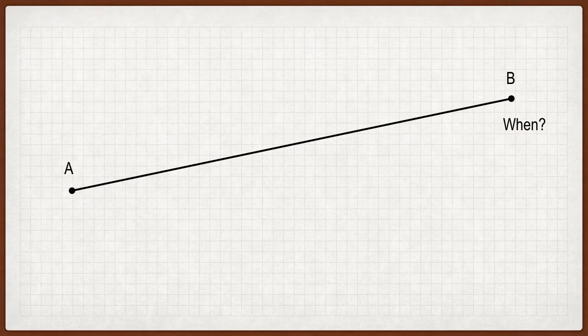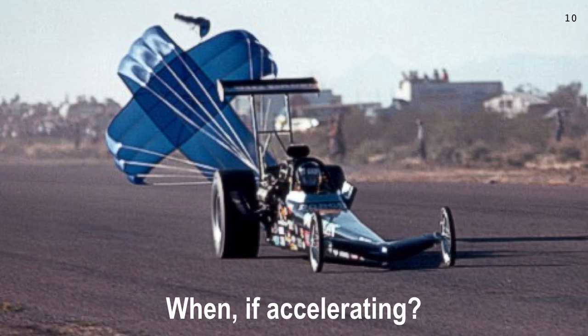Anyways, the most basic prediction that a scientist wants to make is, when do I get to point B? If I start at point A, and I have a certain velocity, when do I get over there to point B? Here's a little bit more deluxe question. When do I get to point B if I'm accelerating?